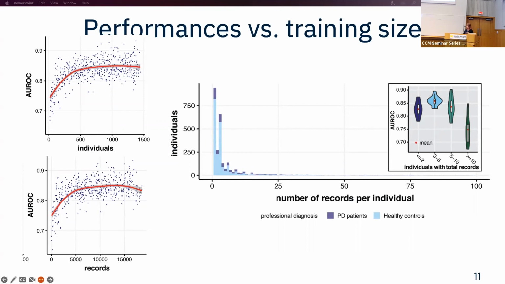We also evaluated the correlation between the average number of records for each individual and the prediction performance. We noticed that people with 3 to 5 records show the best training performance, probably because they have the largest number of data and also adequate information for each person.